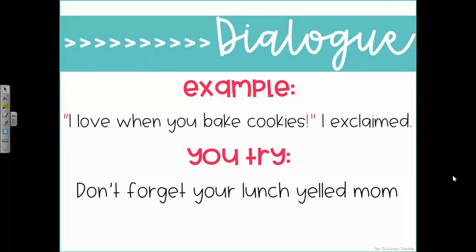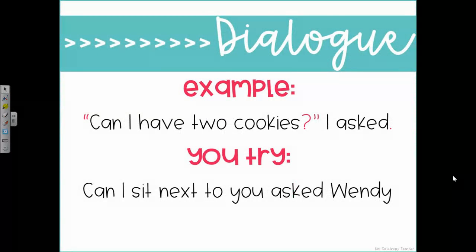And let's try it with this example. "Don't forget your lunch," yelled Mom. So we need quotation marks before what she says. Since it's using that verb yelled, we're also going to use an exclamation point, and then we're going to close the quotes before the tag. So after yelled Mom, we need a period at the end.